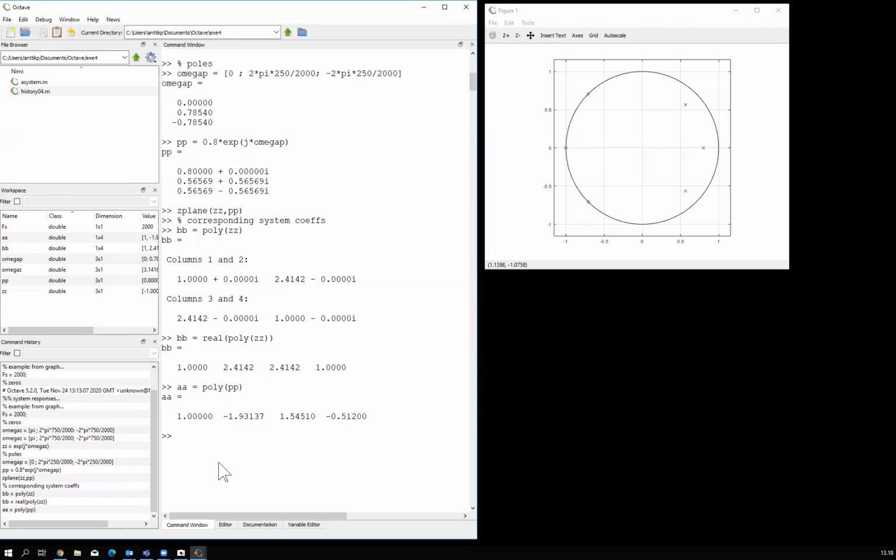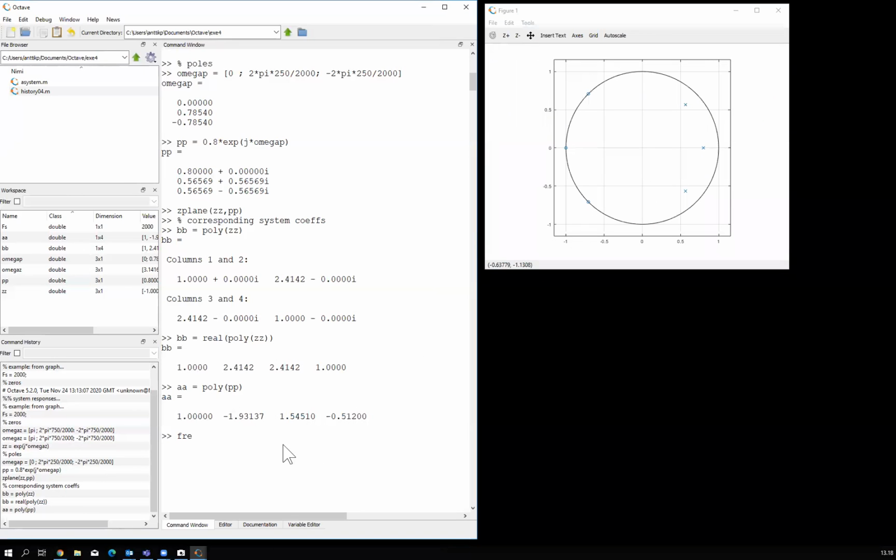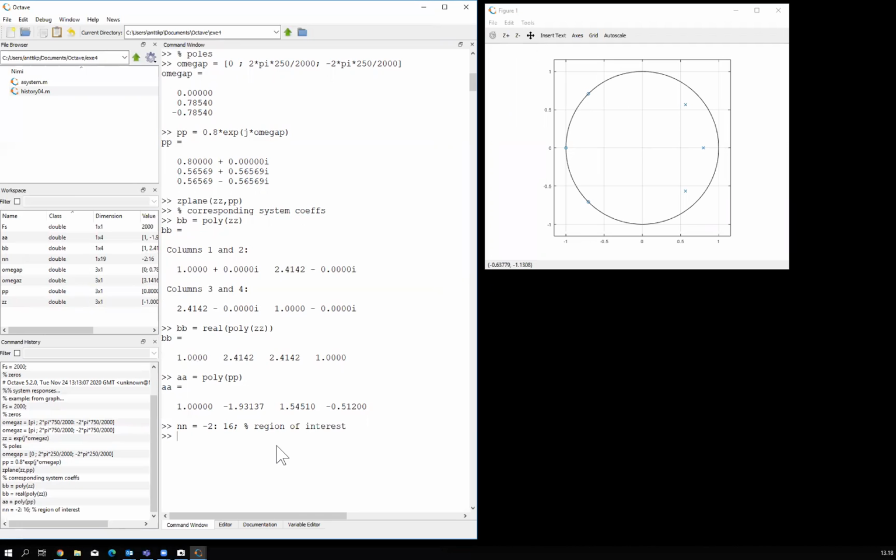Okay, so A's and B's are there. Now we can actually calculate, for example, the frequency response, or what shall we actually do here on the exercise? Stem plot the first 12 values of the impulse response. Okay, when you have these coefficients, you may take the point of interest from this region of interest, and then calculate the impulse response. So delta equals to this. This is the impulse function.